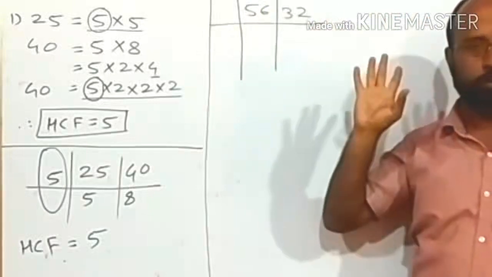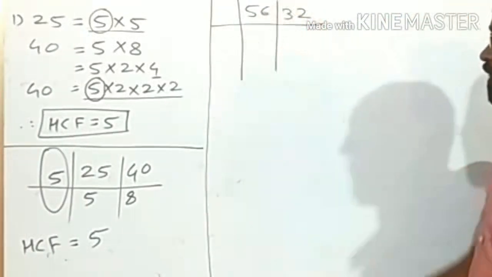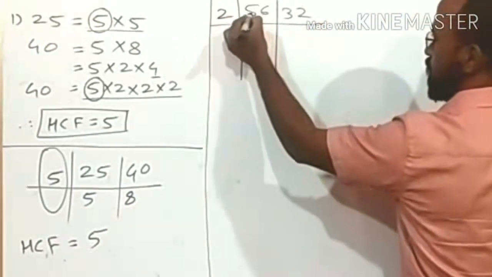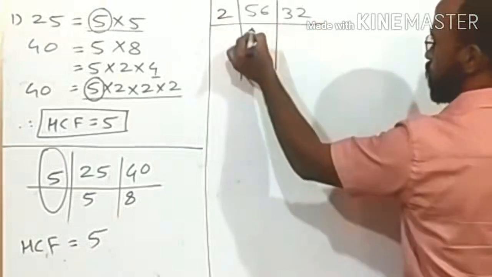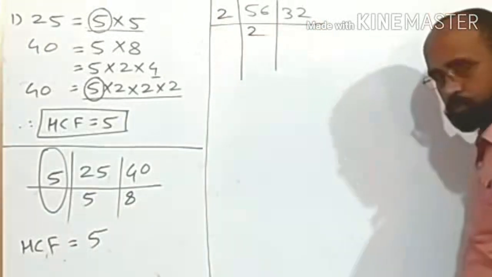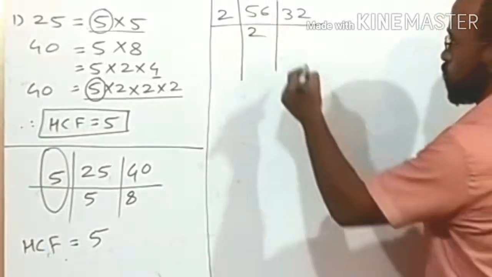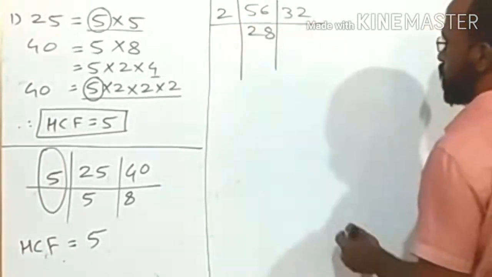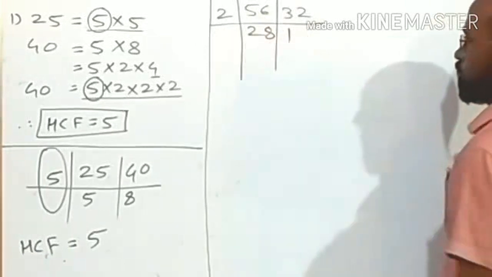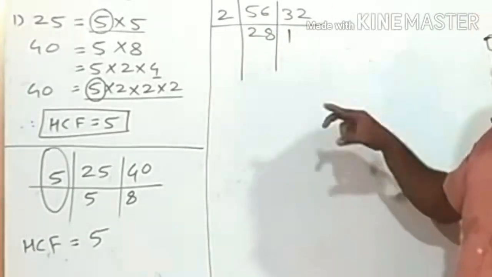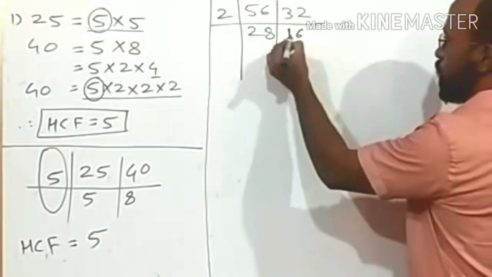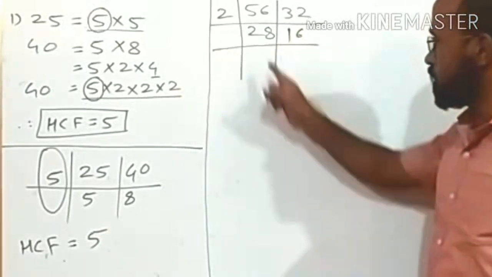Are they divisible by 2? Yes. So let's divide them by 2. 56 divided by 2. 2 twos are 4. Right? 5 minus 4, 1 is the remainder. 6 on it. So 2 eights are 16. 32 divided by 2. 2 ones are 2. 3 minus 2, 1. 2 on it. So 12. 2 sixes are 12. 28 and 16. Once again, these two numbers.